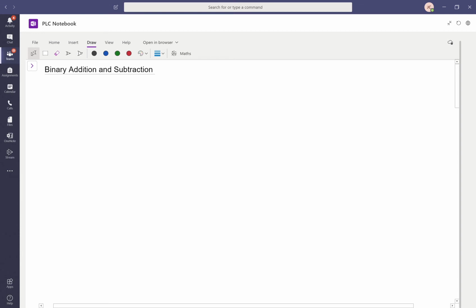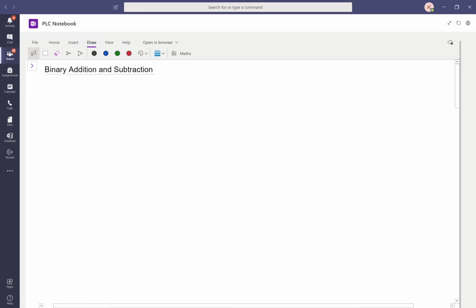Welcome to this lesson. We're going to be looking at binary addition and subtraction, which is a really important topic. It forms a bit of a step between GCSE and A level, and it's really important to understand a little bit further about how computers process information, because they're going to be adding and subtracting binary numbers all the time, so it's quite important that we understand how that happens.